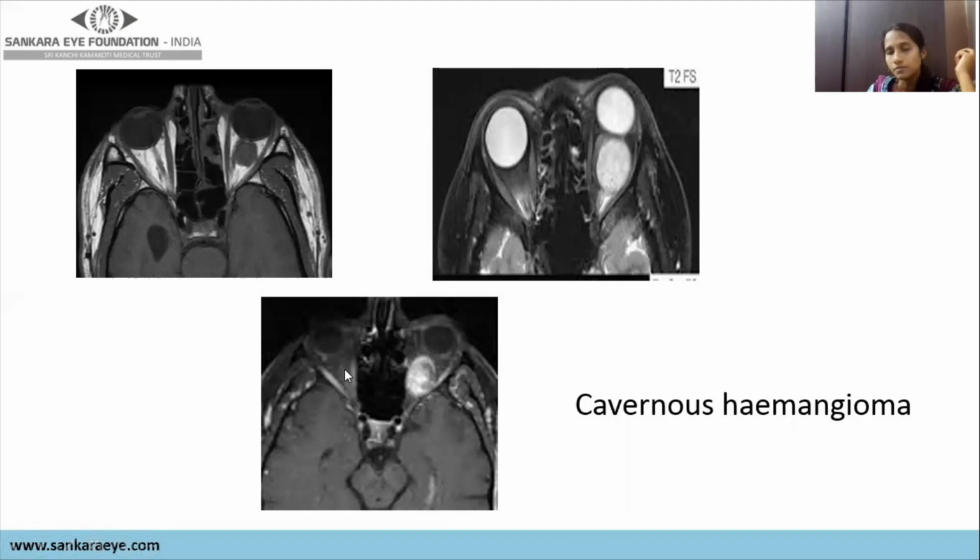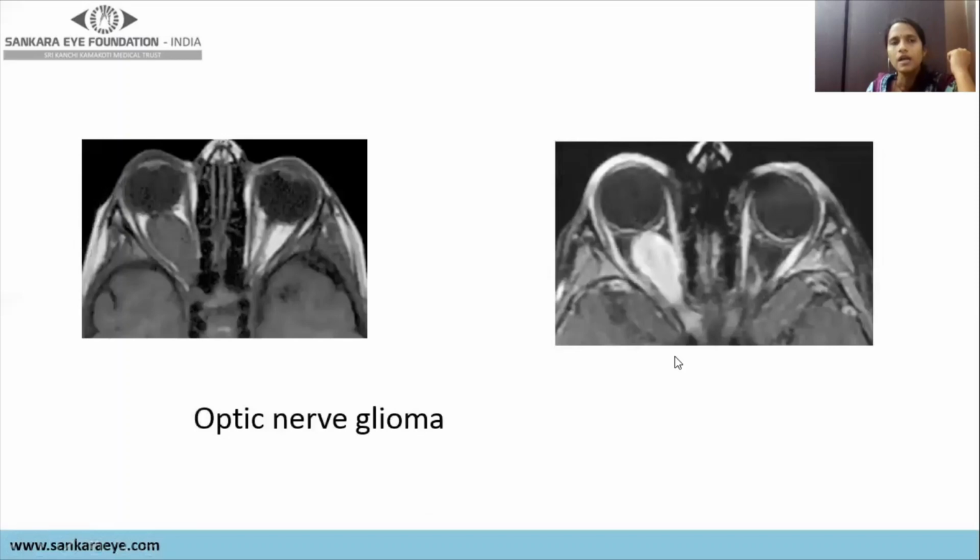So this is a fat suppressed. So this is a T1 weighted fat suppressed contrast image, axial section, showing a well-defined mass in the intraconal space, which is progressively enhancing with the contrast, more likely to be an intraconal vascular lesion. So cavernous hemangioma.